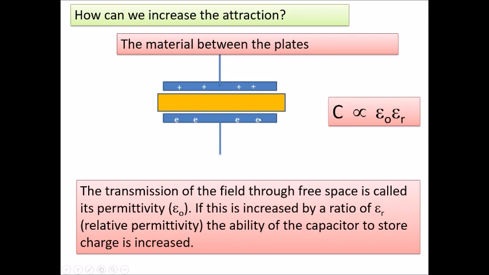The better we transmit the field, the more charge we'll be able to store. So the capacitance is proportional to how well that field is transmitted across the gap, which is the relative permittivity times the permittivity of free space, epsilon 0 times epsilon r.